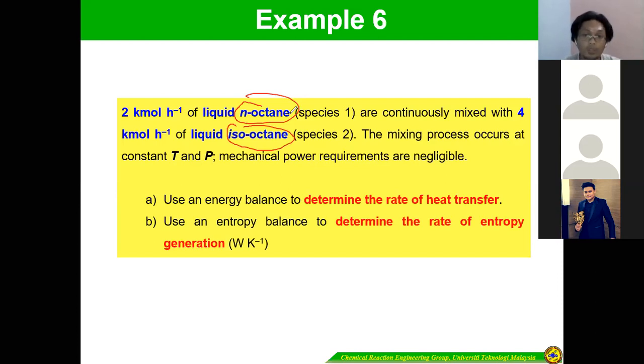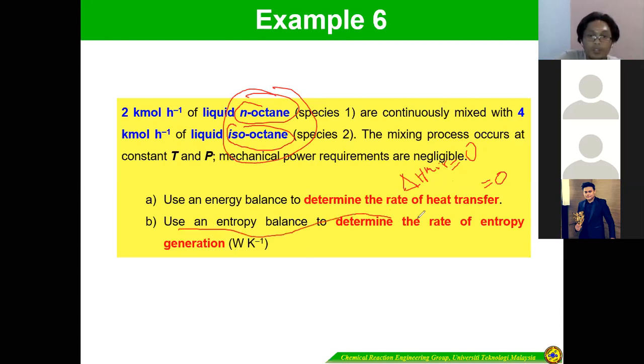So that means the rate of heat transfer is equal to 0, because there's no heat of mixing. If you remember, heat of mixing, delta H of mixing, is equal to 0. It's the mixing of both components. You remember it's equal to 0, from the previous slide before the ideal solution.